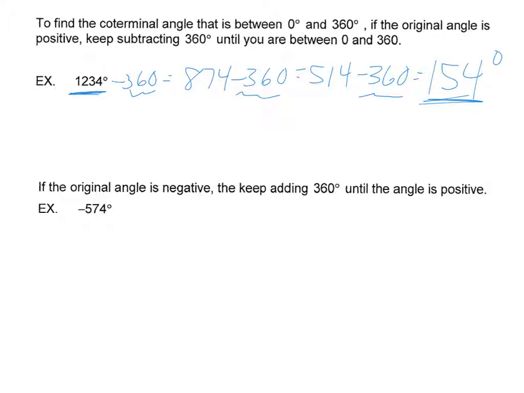Now, if the original angle is negative, you would keep adding 360 until you got a positive angle. So negative 574 plus 360 is negative 214, and add 360 again, and you're at 146. Now it's positive, it's between 0 and 360, so that's the coterminal angle that you want.